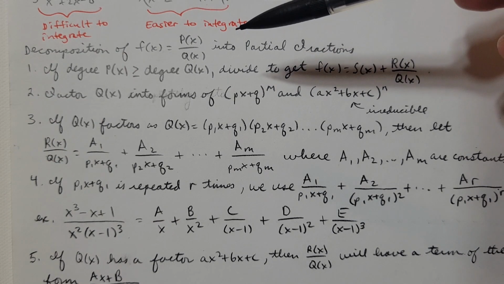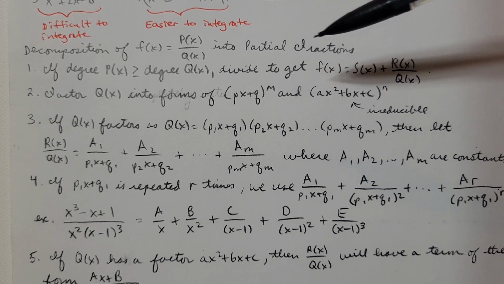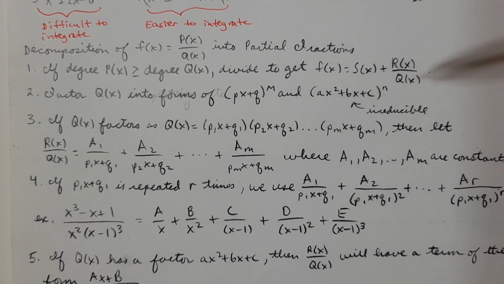Decomposition of f of x equals p of x divided by q of x into partial fractions. P of x and q of x are polynomials.